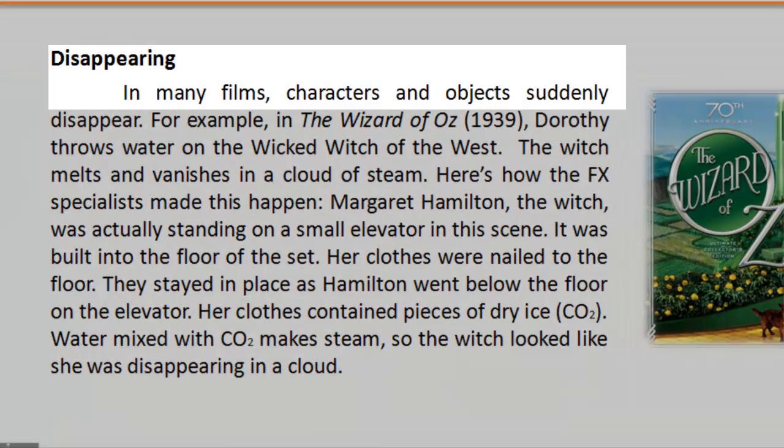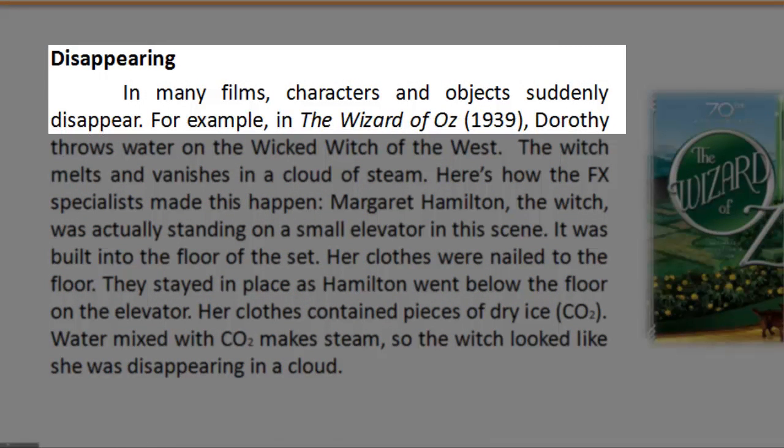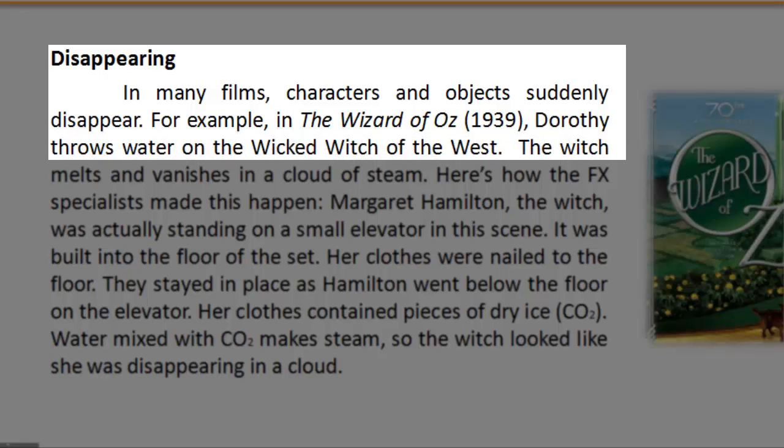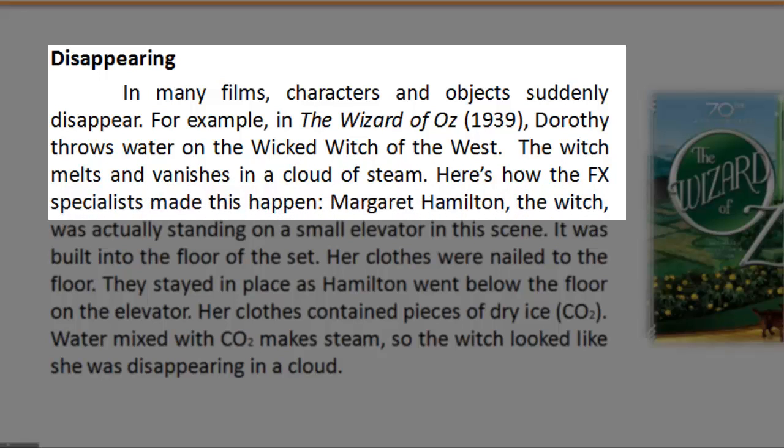Disappearing. In many films, characters and objects suddenly disappear. For example, in The Wizard of Oz, 1939, Dorothy throws water on the Wicked Witch of the West. The witch melts and vanishes in a cloud of steam. Here's how the FX specialist made this happen.